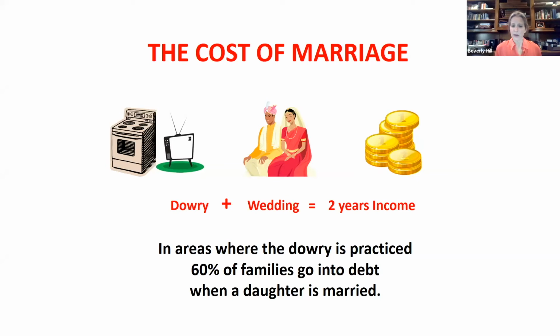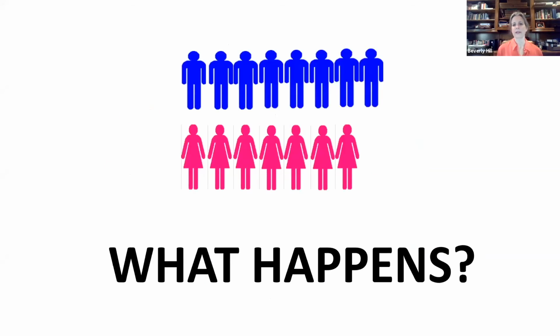In countries where the dowry is practiced, 60% of families will go into debt when a daughter is married. Often they can't access standard bank loans and they have to borrow from loan sharks who charge usurious interest rates. So the result of all this is that we have more boys being born. We have more men than women in these societies, and it actually distorts the natural sex ratio significantly.